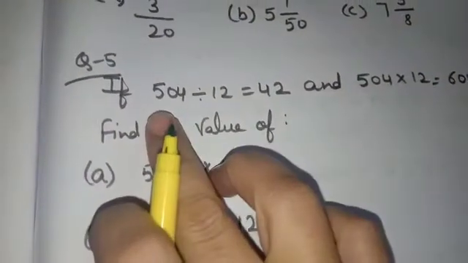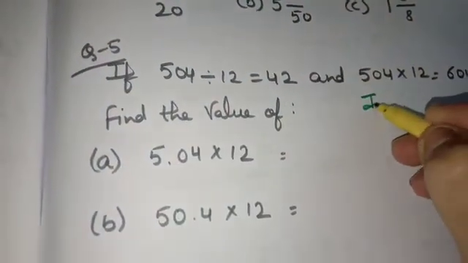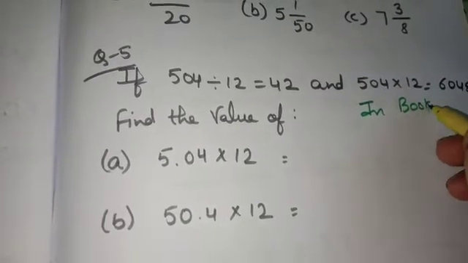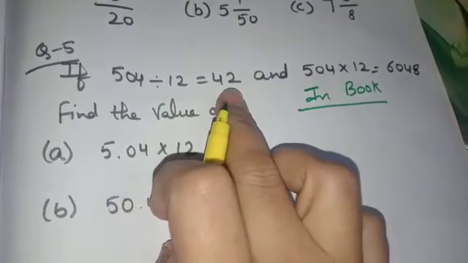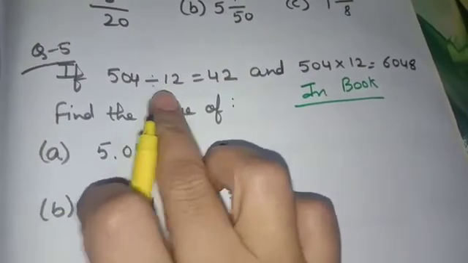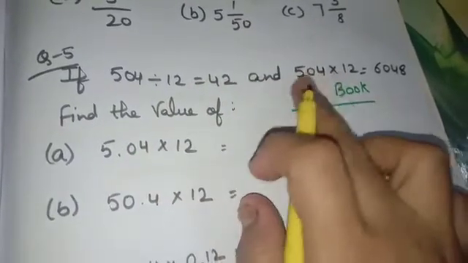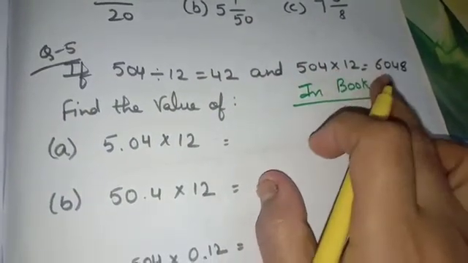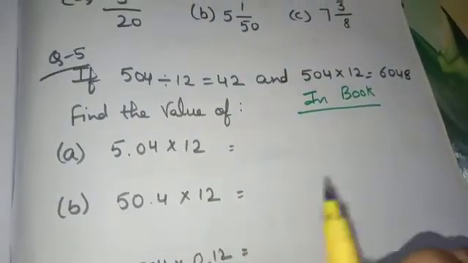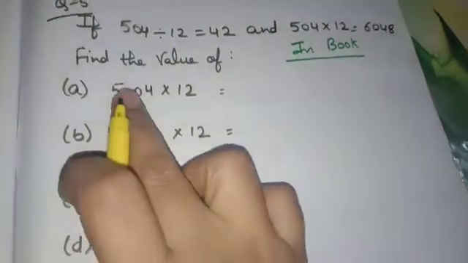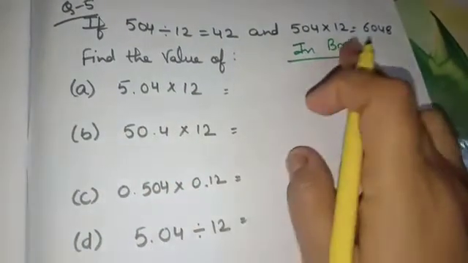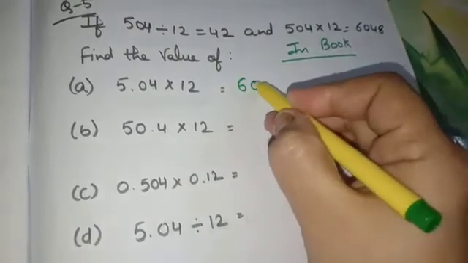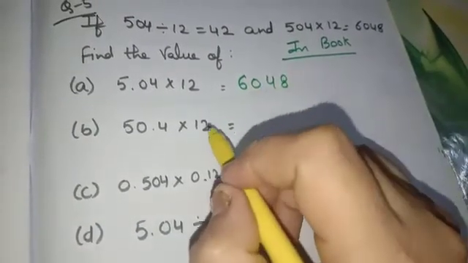Come to question number 5. Here we have an if statement. This question you will do in your book only. If 504 divided by 12 equals 42, it means no need to check by division, the answer is given. Also in case of multiplication, 504 multiplied by 12 is 6048, then find the value. A part is 5.04 multiplied by 12, means by ignoring the point, when 504 is multiplied by 12, the answer will be 6048. Now we have to mark the point only.